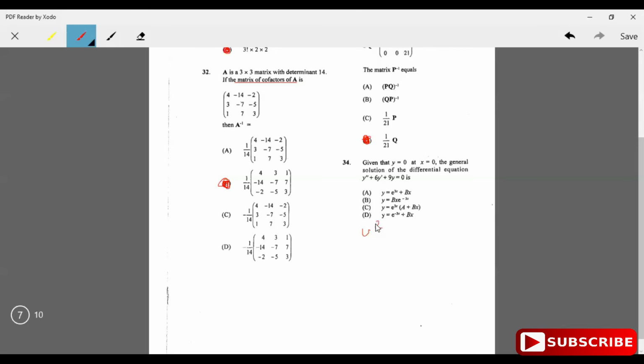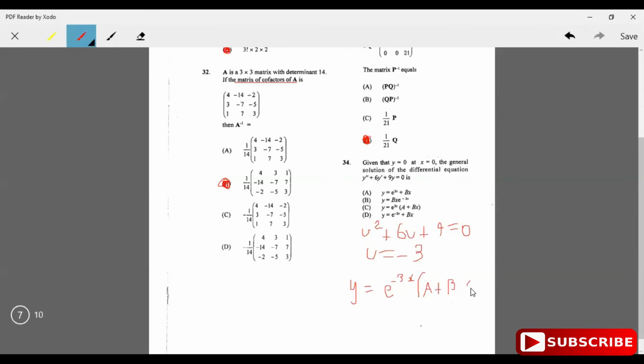So we have u squared plus 6u plus 9 equals 0. That's solving our auxiliary equation. Solving it, I'm getting u is equal to -3. And so the roots are repeated, and so we're getting y is equal to e to the minus 3x times (a plus bx).